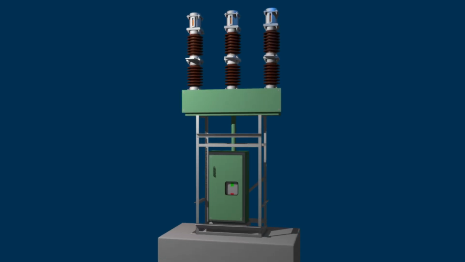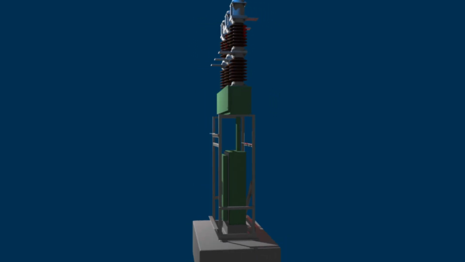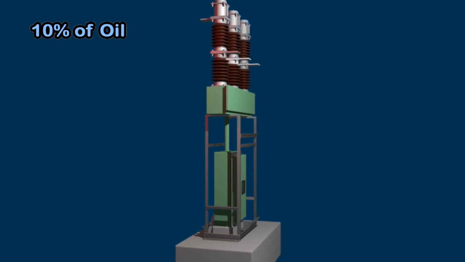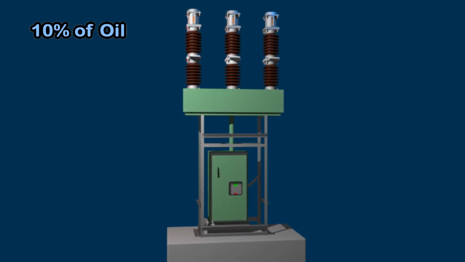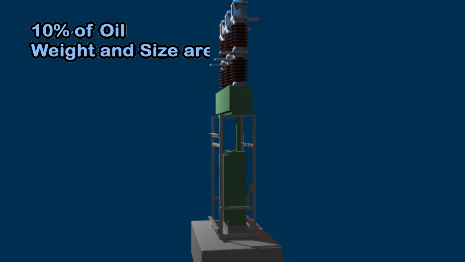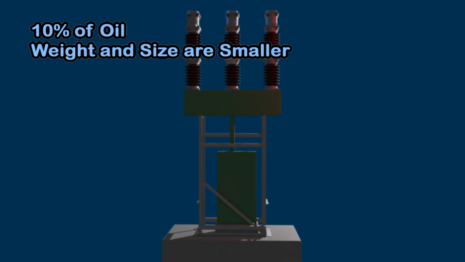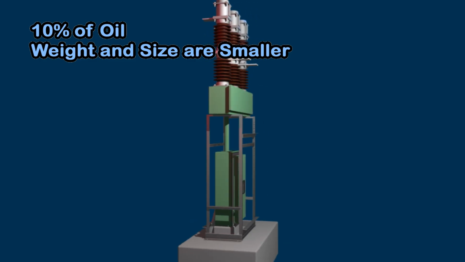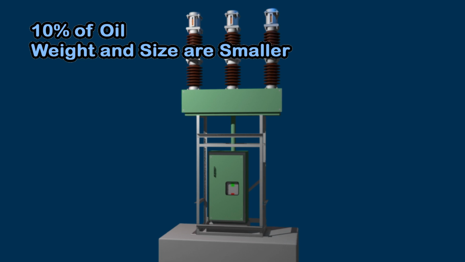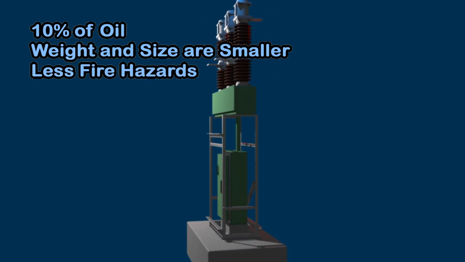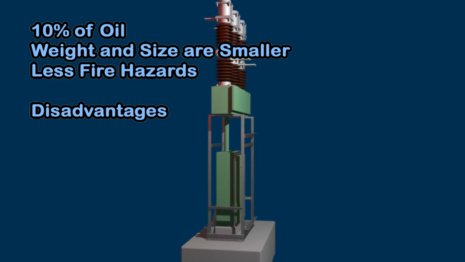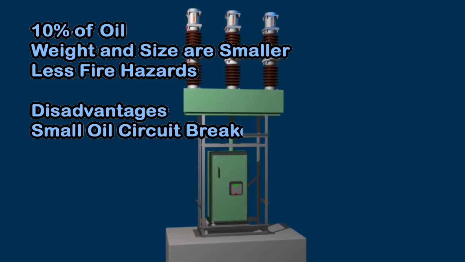The advantage of the minimum oil circuit breaker is that it requires a very small amount of oil. It requires around 10% of the oil, compared to that of the bulk oil circuit breaker. As a result, the weight, size, or volume of the circuit breaker becomes much smaller than that of the bulk oil circuit breaker. Due to the lesser quantity of oil, these circuit breakers suffer less from fire hazards. However, there are still some disadvantages to the minimum oil circuit breaker, which we also call small oil circuit breakers.